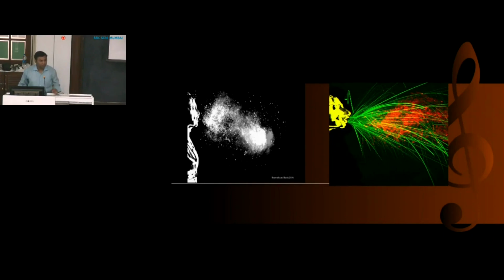They are bigger than 0.5 microns. They are heavier, so they settle down immediately. These are known as droplets. And there are some very small particles which are less than 0.5 micron in size. These are known as aerosols or droplet nuclei.